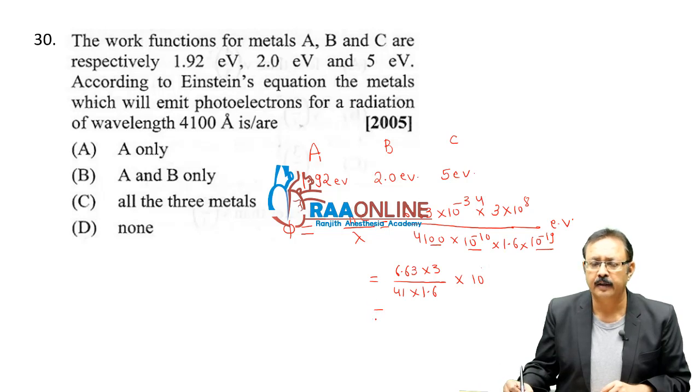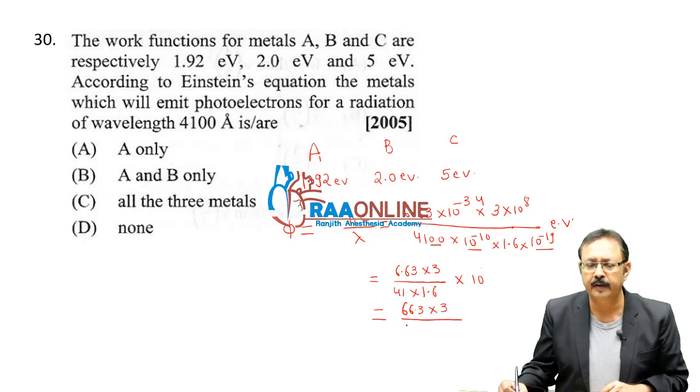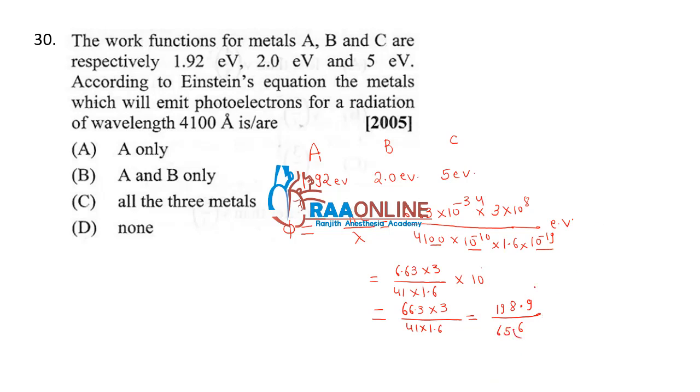So what we are getting? 66.3 into 3 divided by 41 into 1.6, which means 9. 16 ones are 16, 16 fours are 64 and 165. Remove the decimal. Nearly 3 electron volt. It is more than the work function of A and B, but less than that of C. So it can eject electrons from A and B. So we will go with option B.